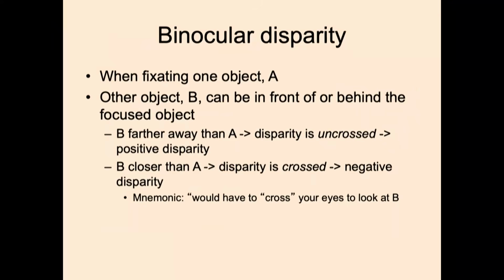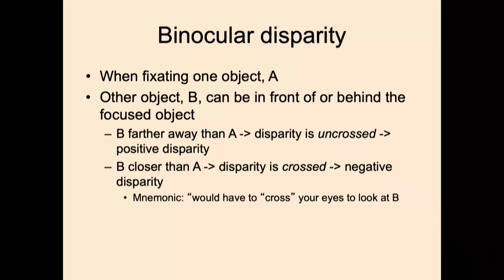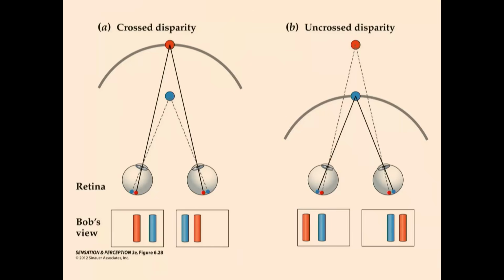All right, so when fixating one object, the other object can be in front of or behind the fixated object. If B is further away, we say that the disparity is uncrossed. By convention, we just consider that to be positive. If it's closer than A, we say that it's crossed. And by convention, we say that it's negative. All right, and so the idea is that you would have to cross your eyes in one case to look at B. Okay, so here's the idea. In this case, the blue object on the left has crossed disparity, and on the right, the red object has uncrossed disparity. So you'd have to uncross or cross your eyes to fixate it.